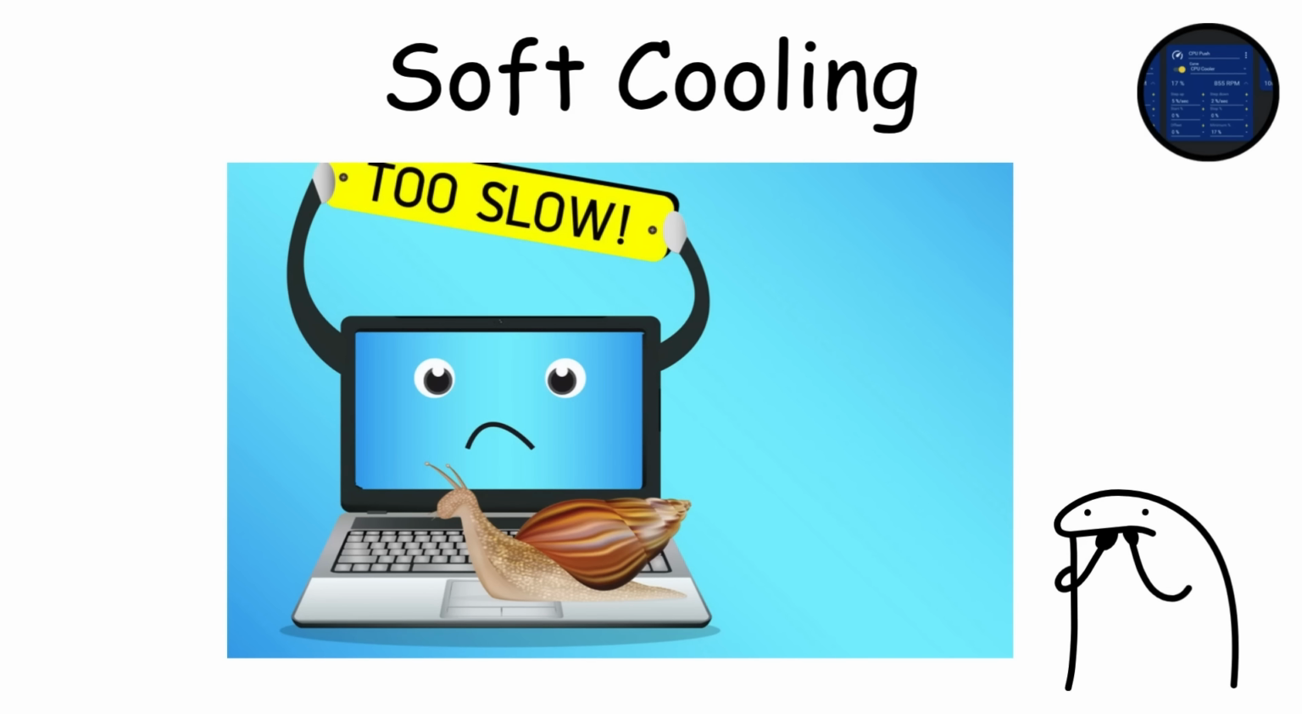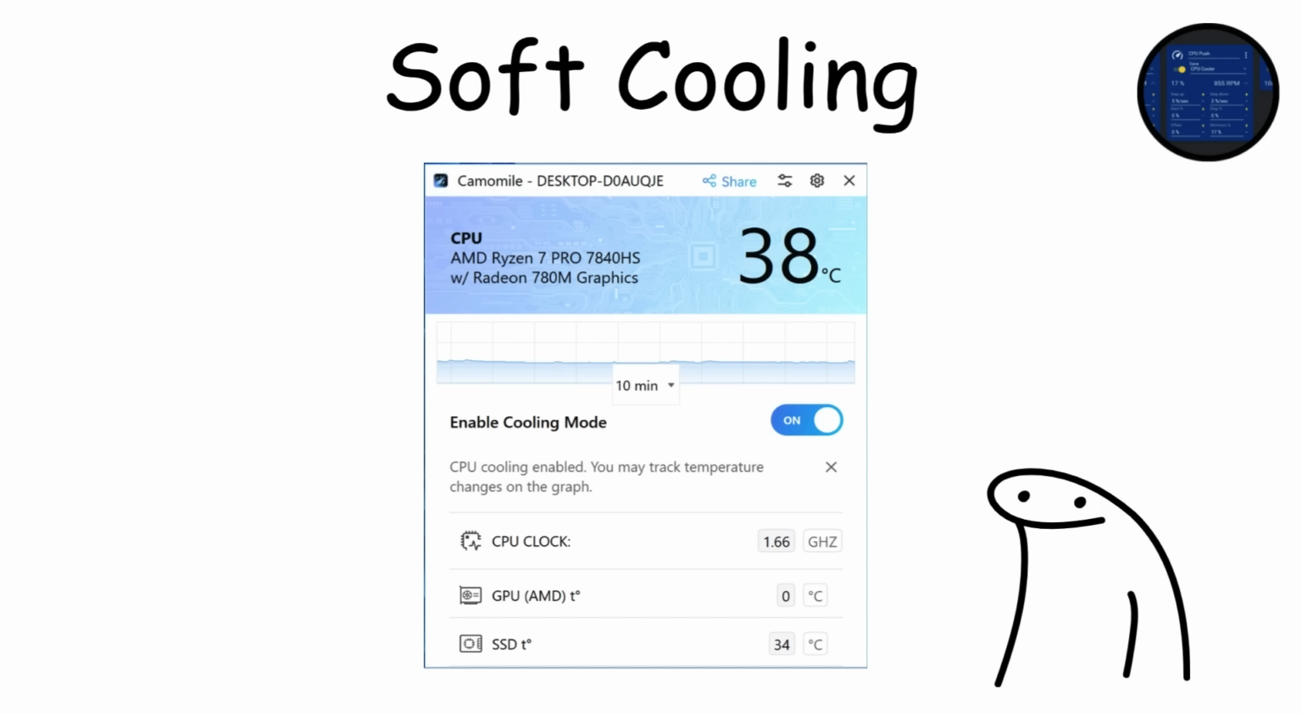However, it can reduce performance under sustained load, and users may notice slowdowns if thermal thresholds are hit too quickly. Soft cooling works best as a background solution, keeping systems cool and quiet, while extending lifespan and energy efficiency.